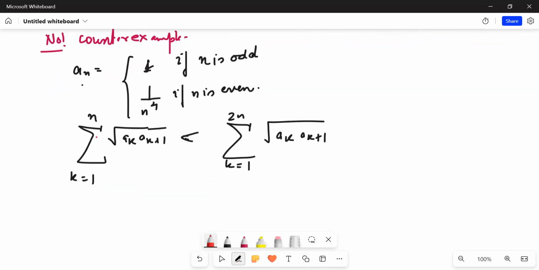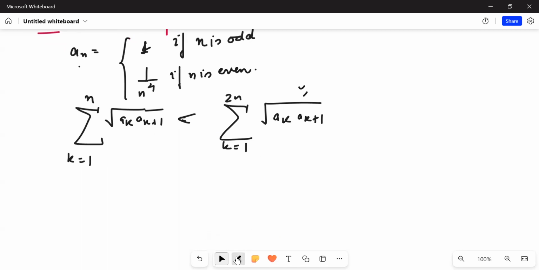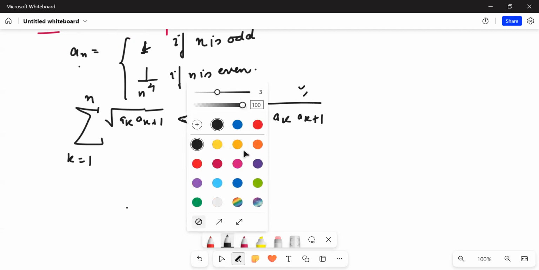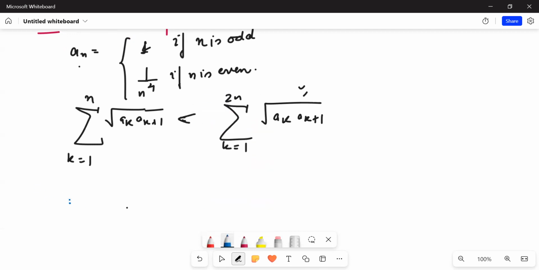Now, just think about this. I know that if I take a series summation k equal to 1 to n, this is the sequence of partial sums till n, and this is till 2n plus 1. So clearly this will be more. Now let us think about what this is going to be. I'm writing it here somewhere so that you don't get disrupted. So summation k equals 1 to 2n root over ak into ak plus 1.